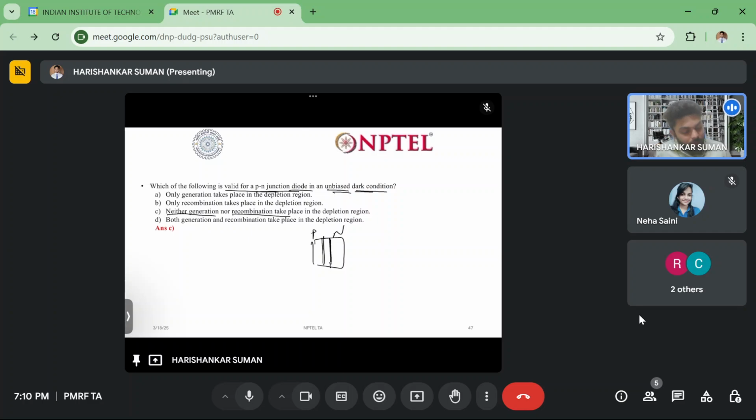Which of the following is valid for a p-n junction diode under unbiased dark conditions? Unbiased and dark condition, so there will be no generation and recombination taking place in the depletion region.